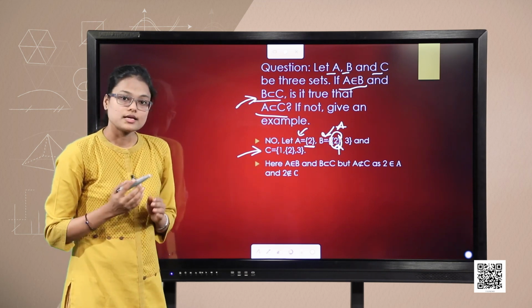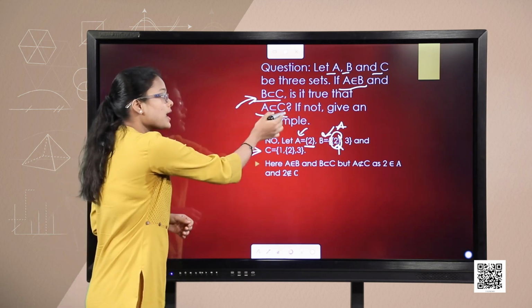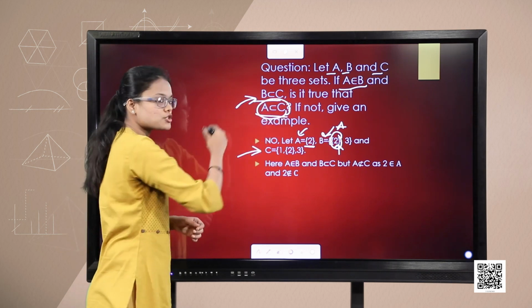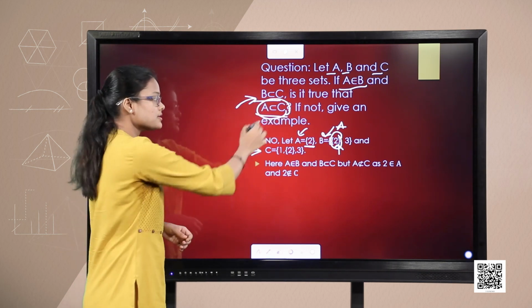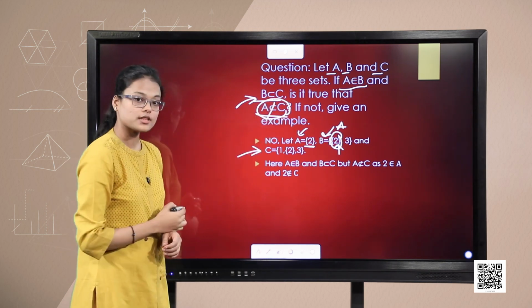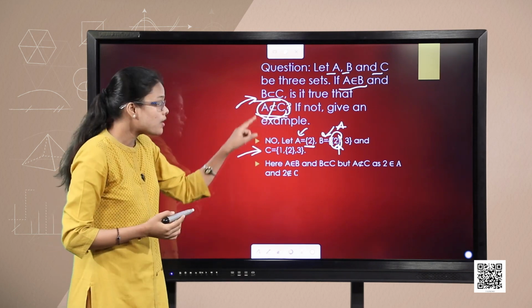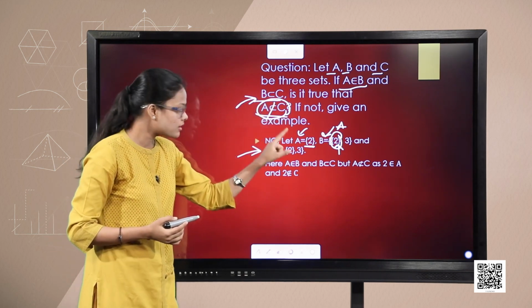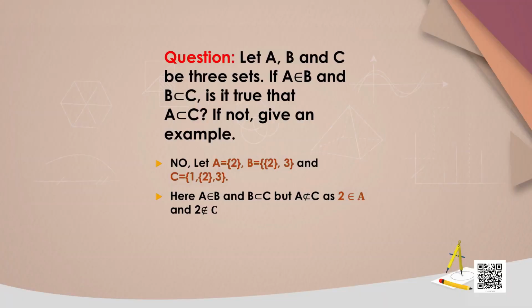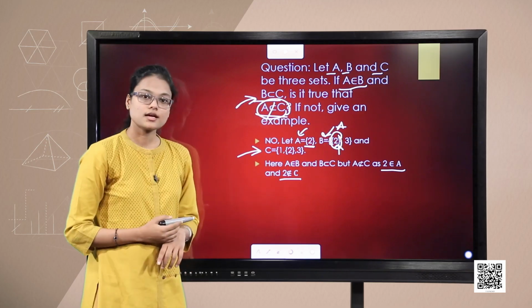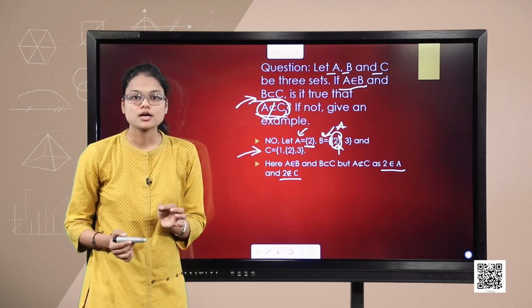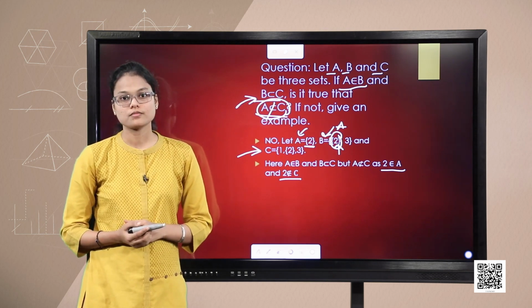Now, see this, that A is not a subset of C. For this, we can see what is an element of A? 2. 2 belongs to A, but 2 does not belong to C. So, this states that A is not a subset of C.